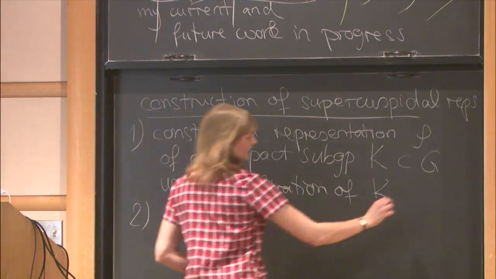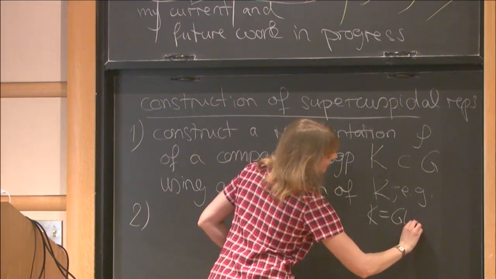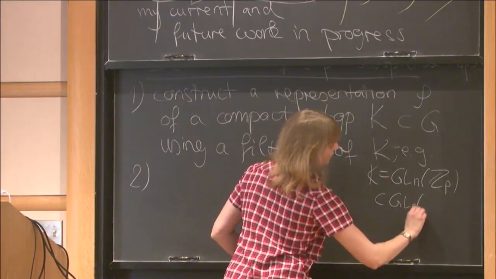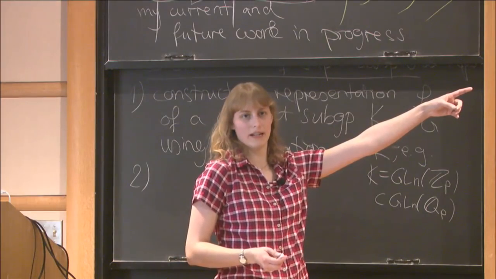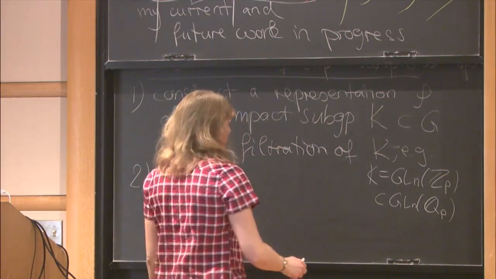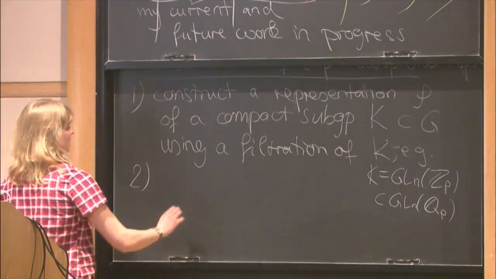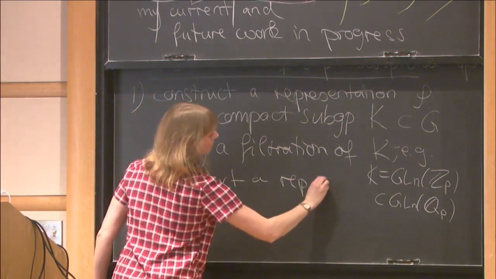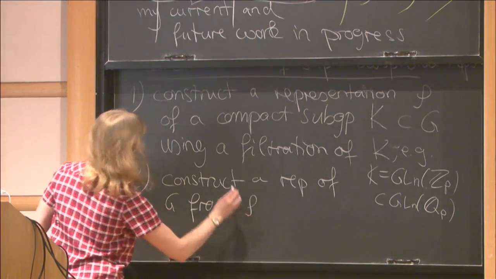So, for example, this K could be GL_N of Z_p inside GL_N of Q_p. So what does Z_p mean? It just means we take the power series as over there, but we don't have negative exponents. So we start with a_0 plus a_1 p and so on. That's a compact open subgroup, and we can look at this as an example. And the second step is then that we construct a representation of the group G from this representation rho of the compact open subgroup.